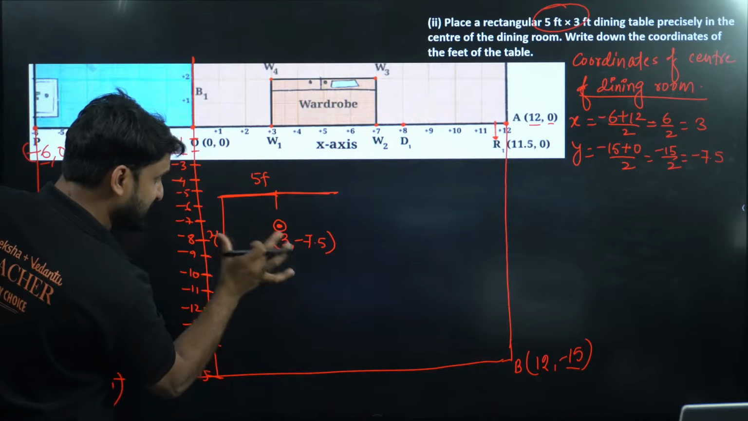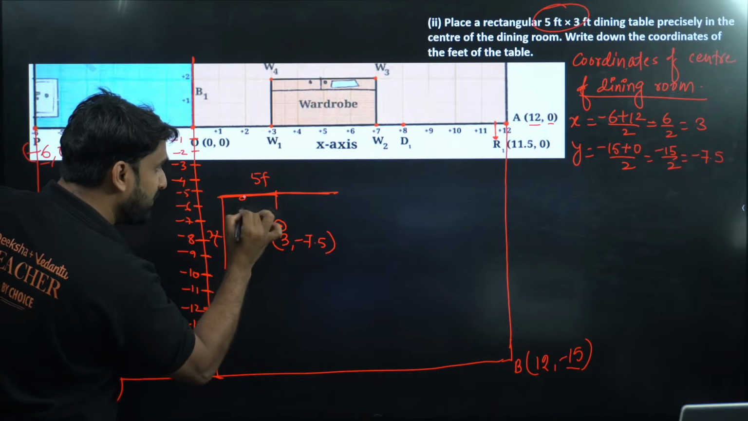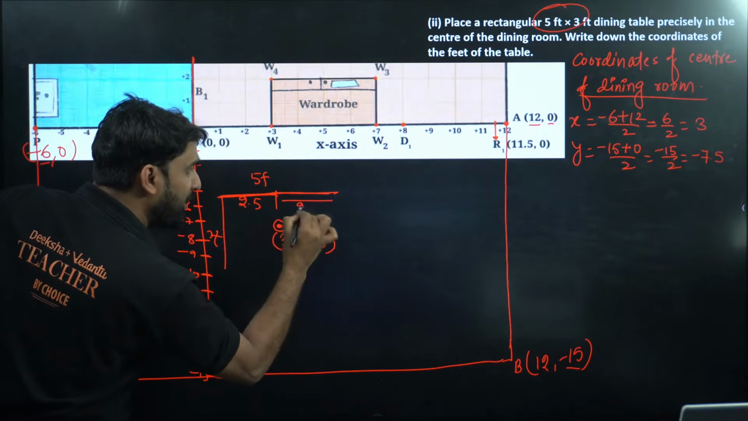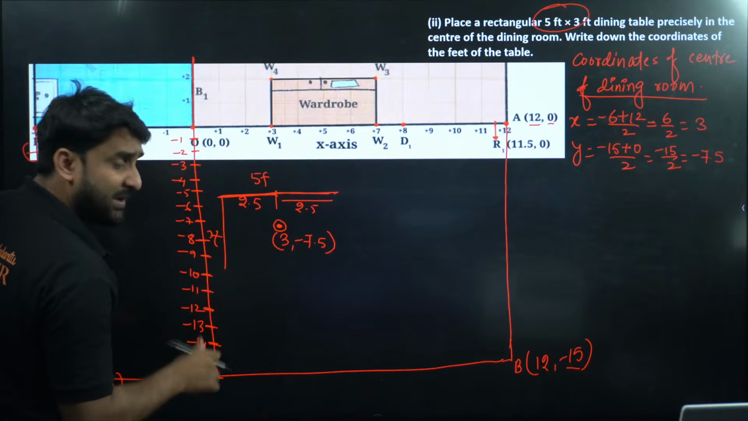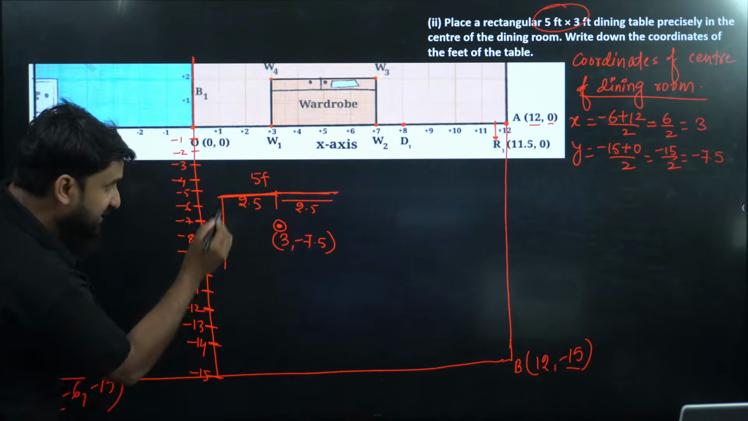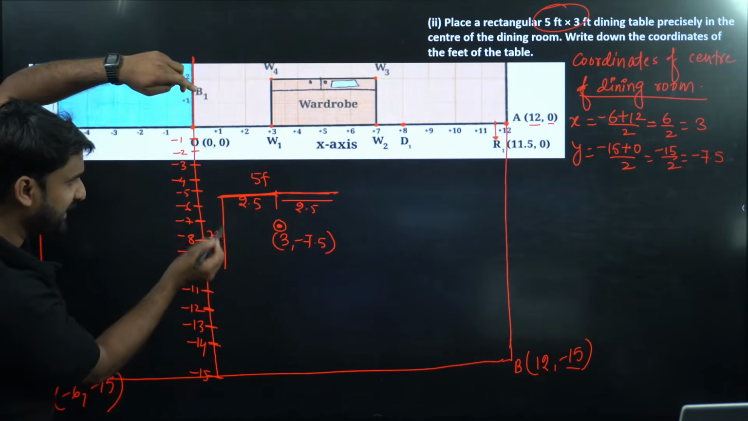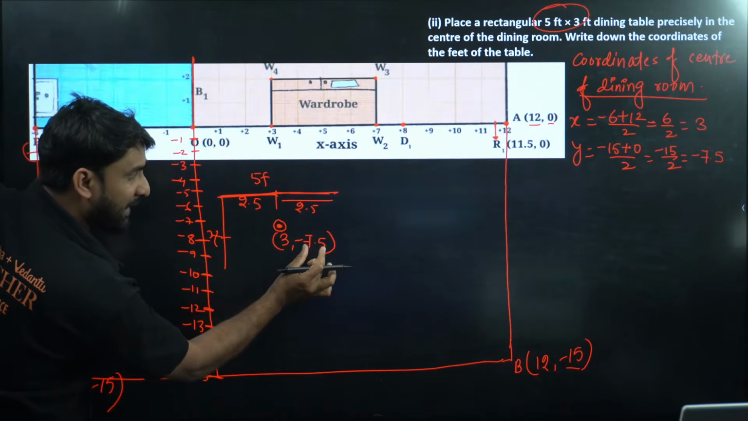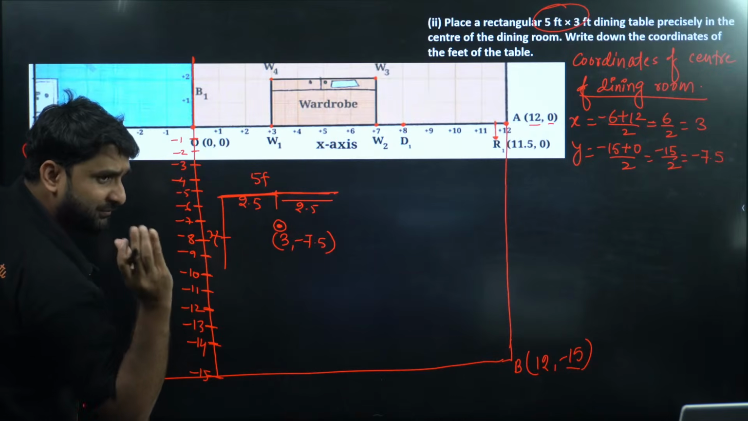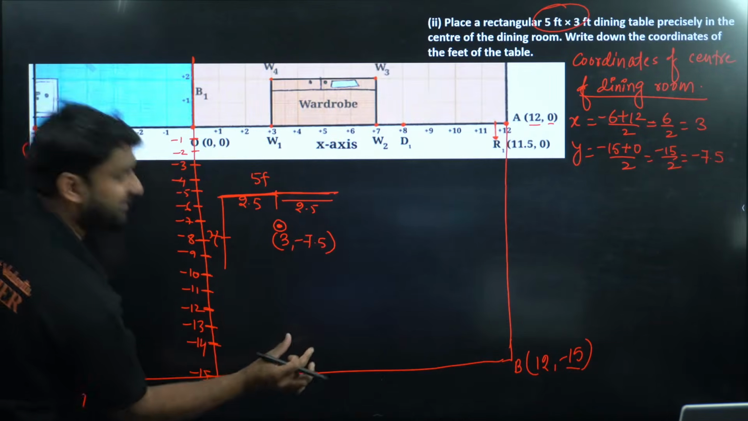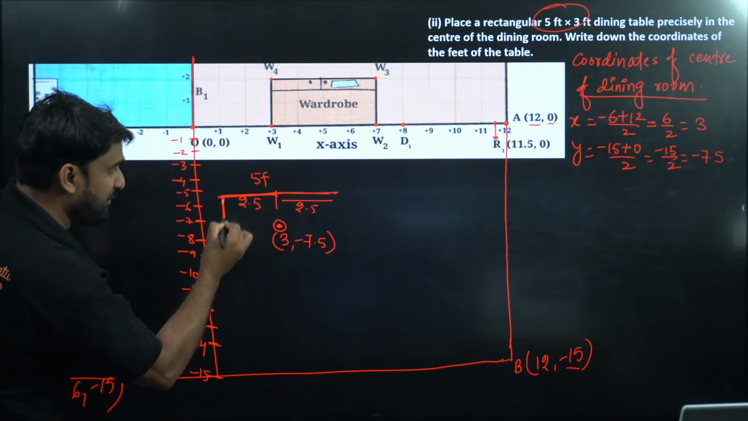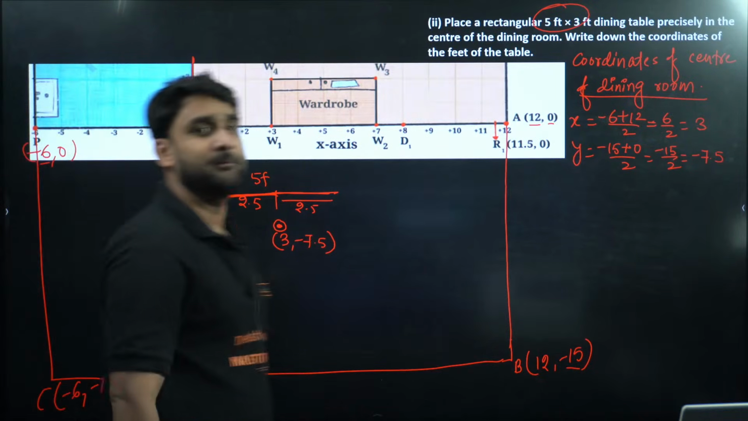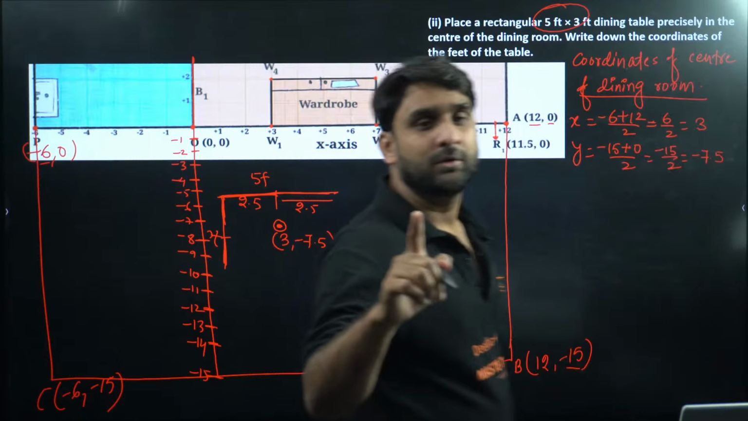In 3 is the x coordinate. 2.5 will be subtracting in this direction and here in this direction 2.5 will be adding, the half of 5. And if we talk about the y coordinate, the entire width of the dining table is 3 feet, so the half will be 1.5. In 7.5, we have to add 1.5 to get the first coordinate, and again we have to subtract 1.5, because this is half 1.5 and this is half 1.5. Then only this point will be the center of this dining table. I hope this is clear to all.